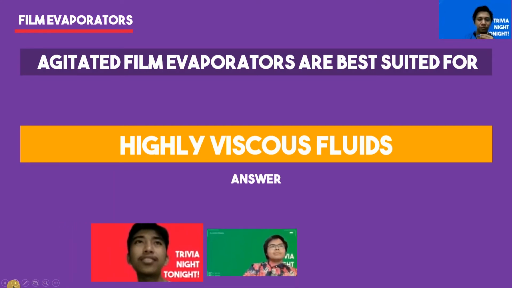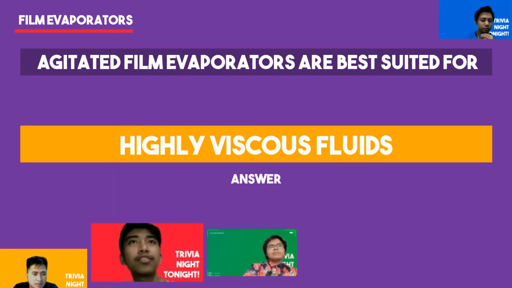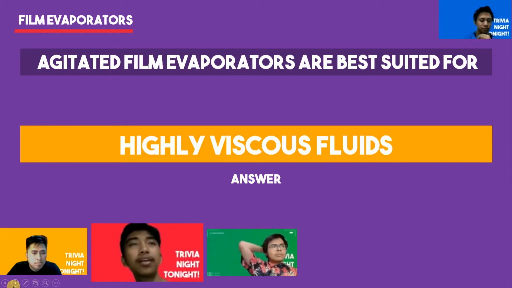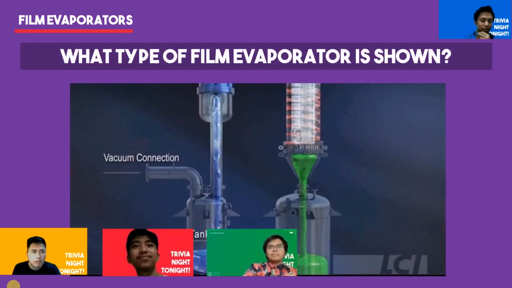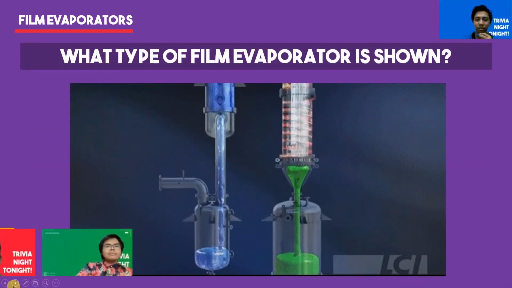Highly viscous liquids are generally preferred to be used in agitated film evaporators so as to increase their heat transfer coefficients, which otherwise is not possible in other evaporators. Right on the spot. Next question. What type of film evaporator is shown below?